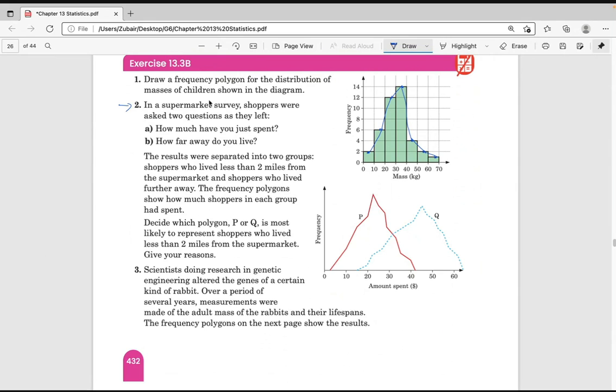Second question. In a supermarket survey, shoppers were asked 2 questions as they left. How much have you just spent? How far away do you live? The results were separated into two groups: shoppers who lived less than 2 miles from the supermarket and shoppers who lived further away. The frequency polygon shows how much shoppers in each group had spent. Decide which polygon P or Q is most likely to represent shoppers who lived less than 2 miles from the supermarket. Give your reason. What do you think?